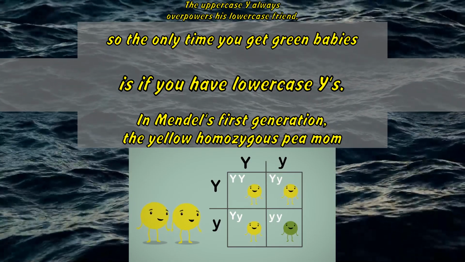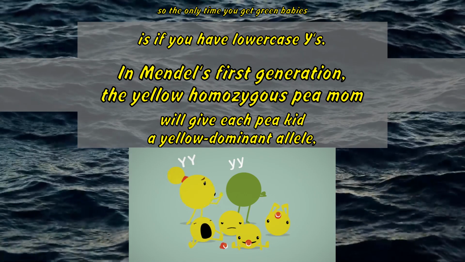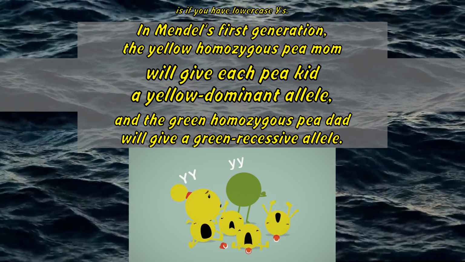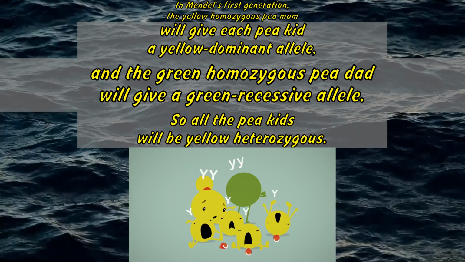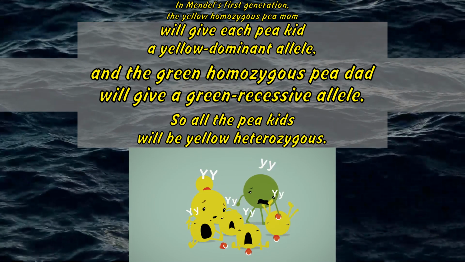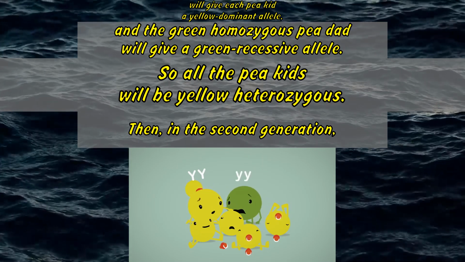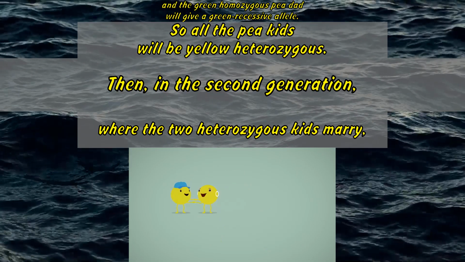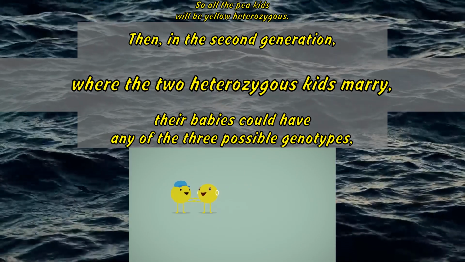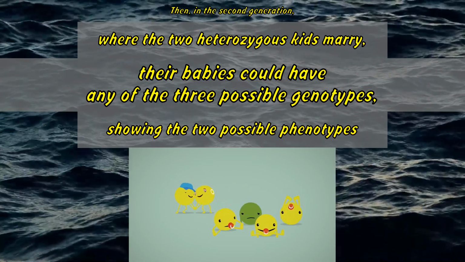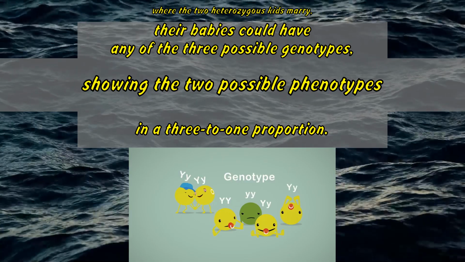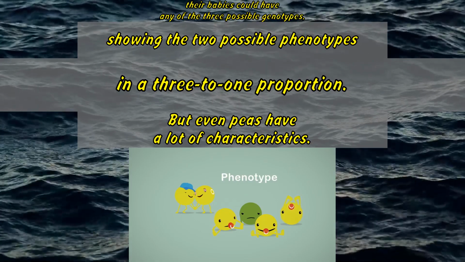two lowercase y's. In Mendel's first generation, the yellow homozygous pea mom will give each pea kid a yellow dominant allele, and the green homozygous pea dad will give a green recessive allele, so all the pea kids will be yellow heterozygous. Then, in the second generation, where the two heterozygous kids marry, their babies could have any of the three possible genotypes, showing the two possible phenotypes in a 3-to-1 proportion.